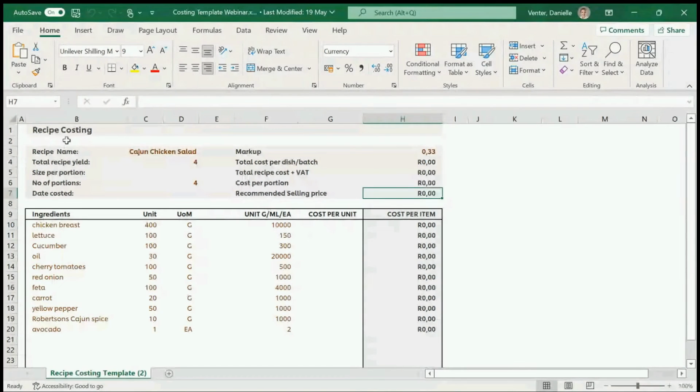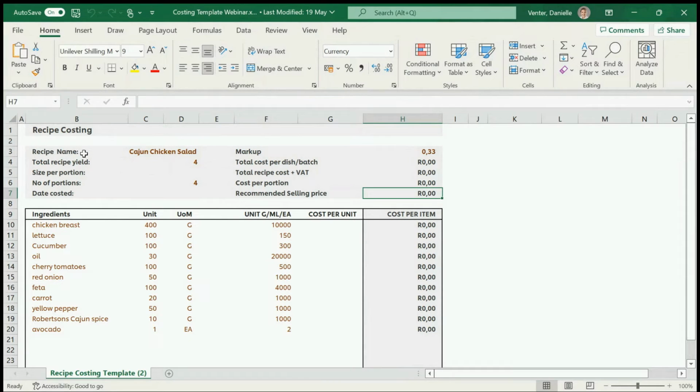Okay, so as you can see, we are doing a recipe costing on the Cajun chicken salad. I have included the whole presentation as well as the recipe costing sheet on Excel in your handout, so it's easy for you to just input your prices and it will give you your recipe cost at the end of it.